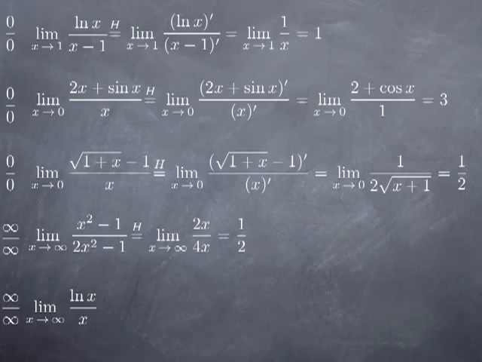In the case of ln of x over x, both go to infinity, so we can apply the rule of de L'Hopital. We obtain the limit of the derivative of ln of x, that's 1 over x, divided by the derivative of x, which is 1. So we obtain the limit at infinity of 1 over x, which is 0.